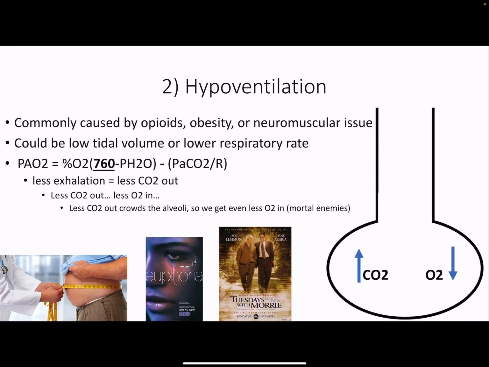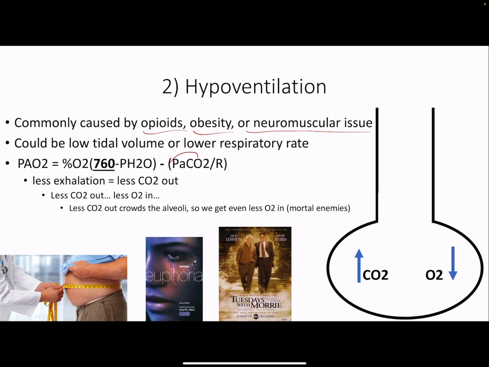All right, hypoventilation: opioids, obesity, the neuromuscular issues like myasthenia gravis that we talked about. Could be a low tidal volume or a low respiratory rate. And so here the idea might be that, one, you're bringing in not enough oxygen because your breaths are very shallow, or the frequency is too low.